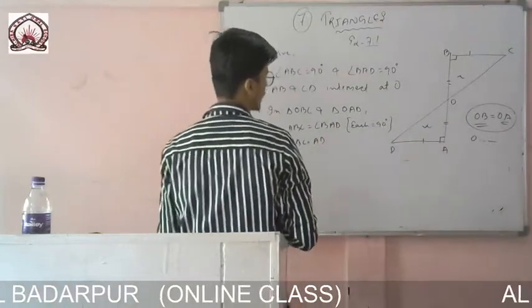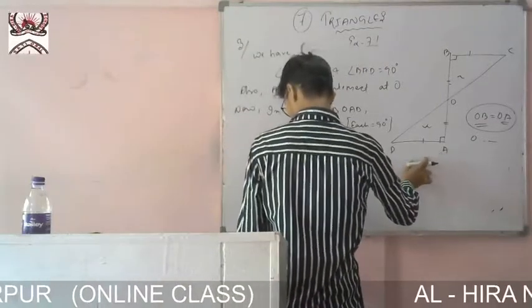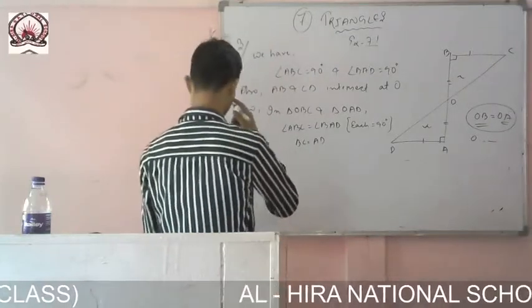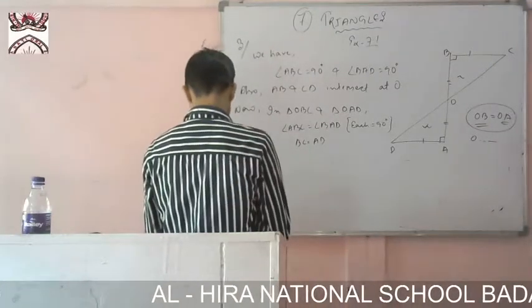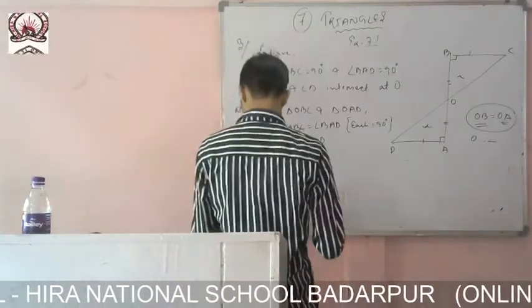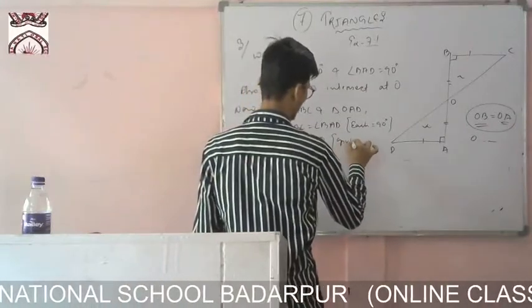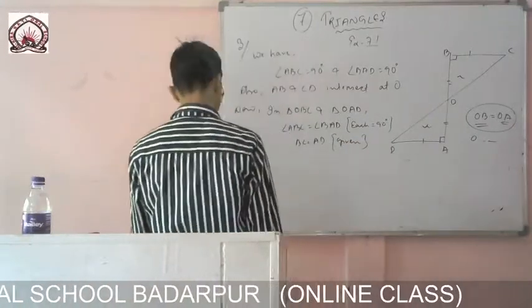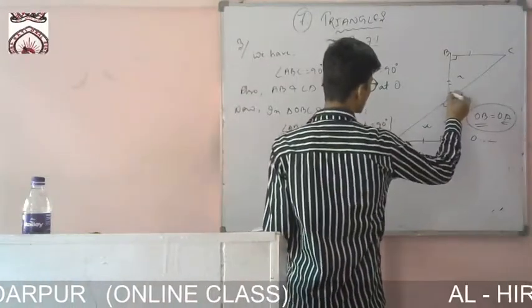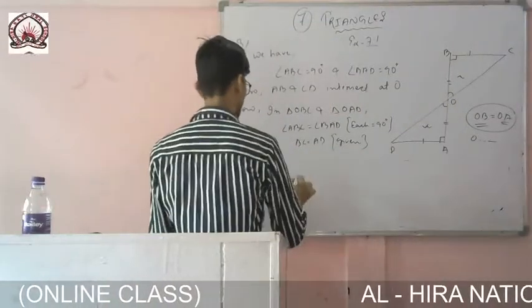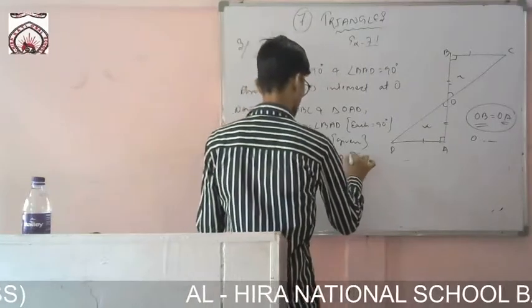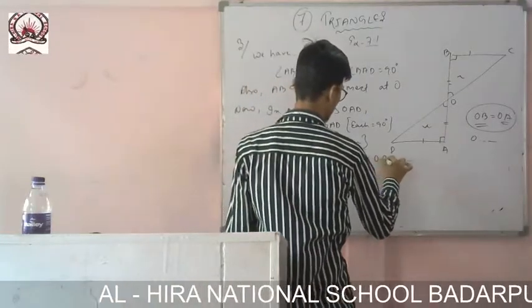Then BC equals AD. This one is also given. You see, AD and BC are equal perpendiculars to a line, so they are equal. It is given in the question. Yes, BC equals AD. And what I have said, that these two lines are bisected. That means these two angles are vertically opposite angles, and I can write angle BOC equals angle AOD. Reason will be vertically opposite angles.